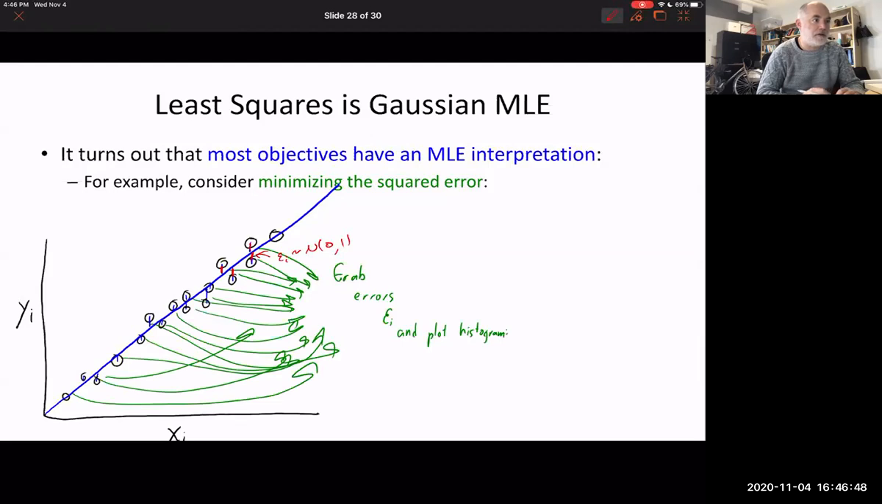So I'm kind of confused. I thought MLE was supposed to be separate from the loss function stuff we've been doing so far, but least squares is an MLE. Okay, so I think we need to clean up the language there just a little bit.